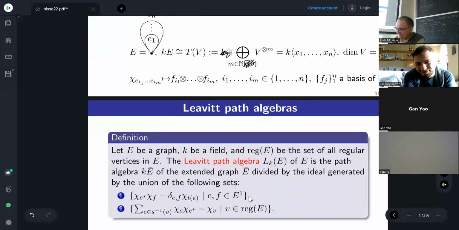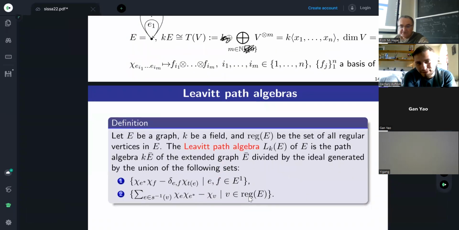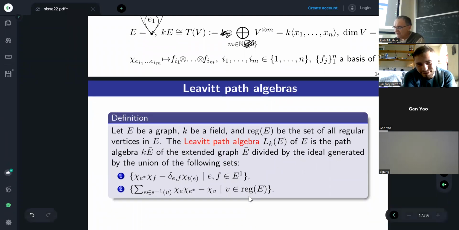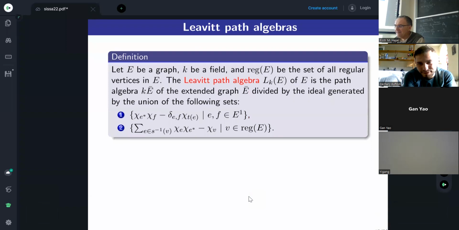All right. And now we are slowly approaching the centerpiece definition of my today's lecture, namely the Leavitt path algebras. And of course, Leavitt would never recognize this definition. He did not define it. But you'll see in a second why it's been baptized by his name.